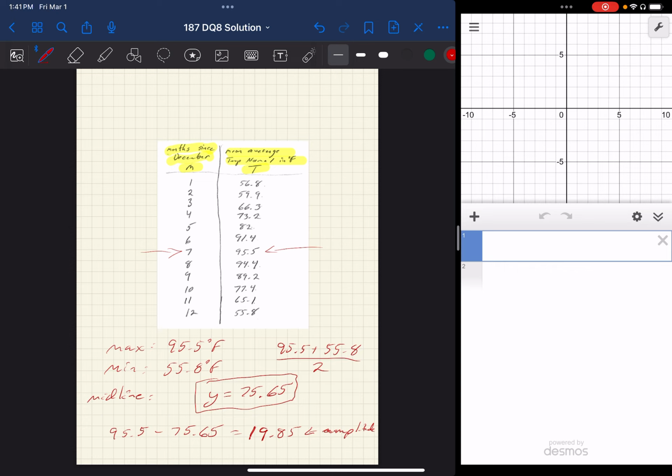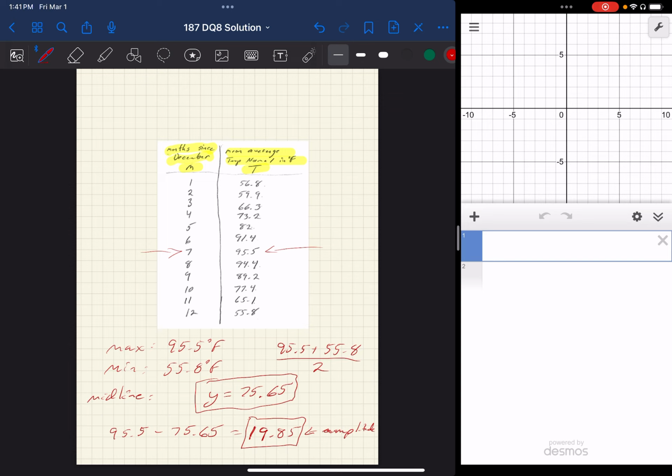And the meaning of the amplitude is this is the distance between the midline and the maximum value or the minimum value. And it means that according to the model, the mean average temperature normal for Phoenix varies by 19.85 degrees Fahrenheit above and below 75.65 degrees Fahrenheit. And that's just a value. It's not a line, it's just a number. 19.85. That's the distance between the midline and the peak value.